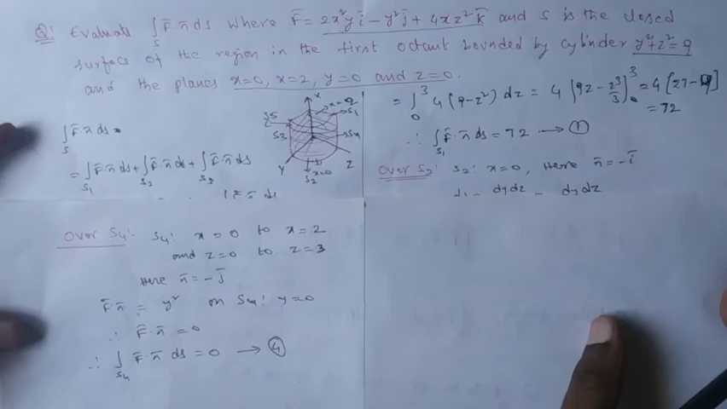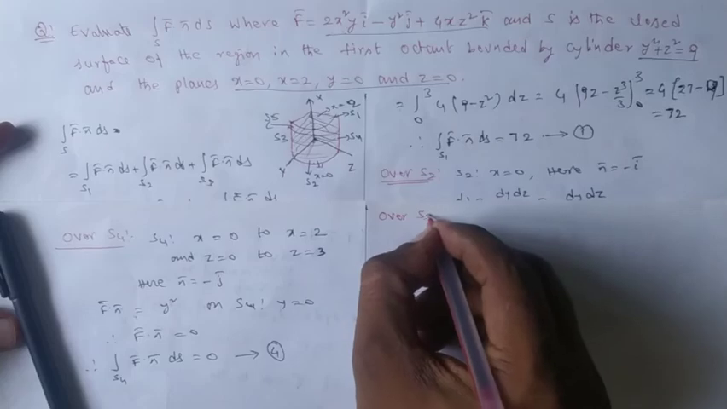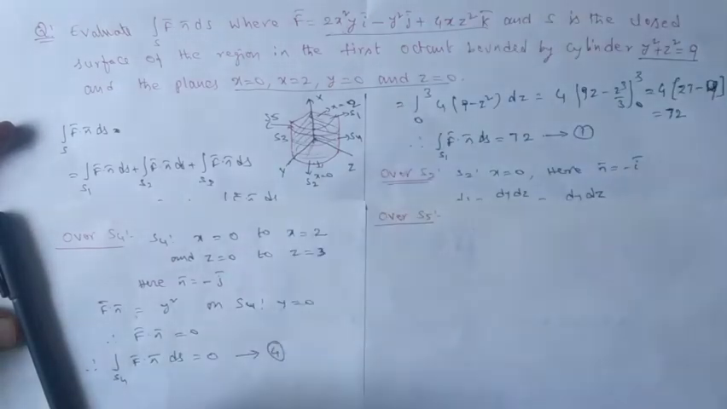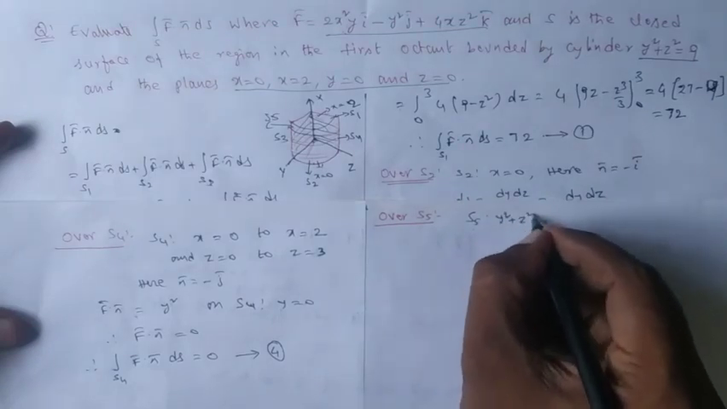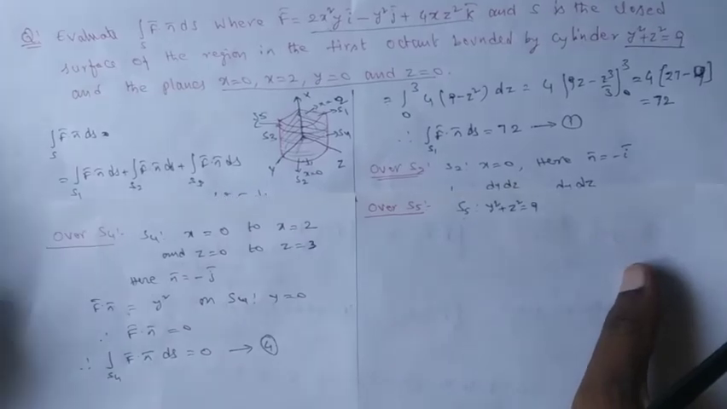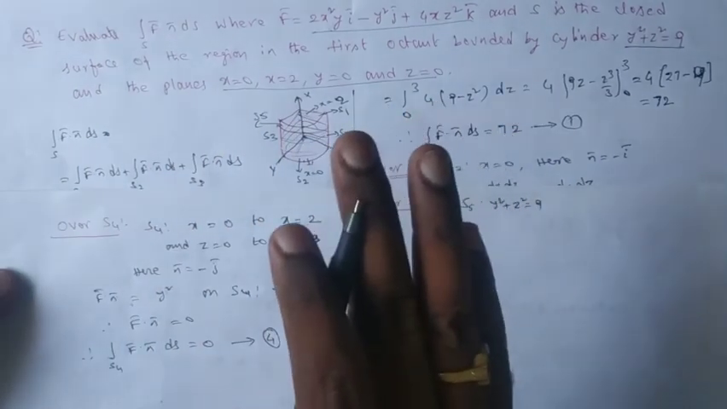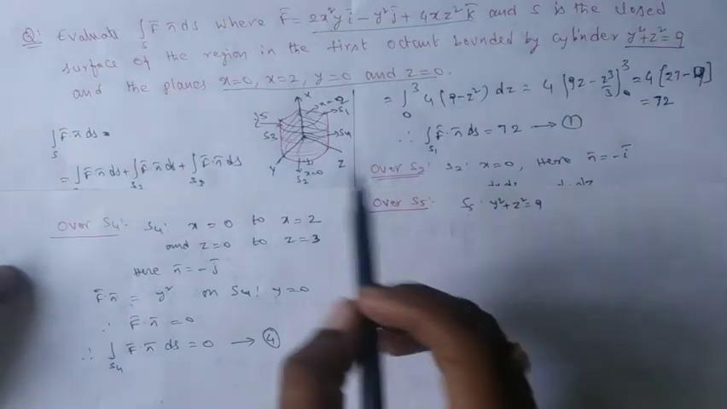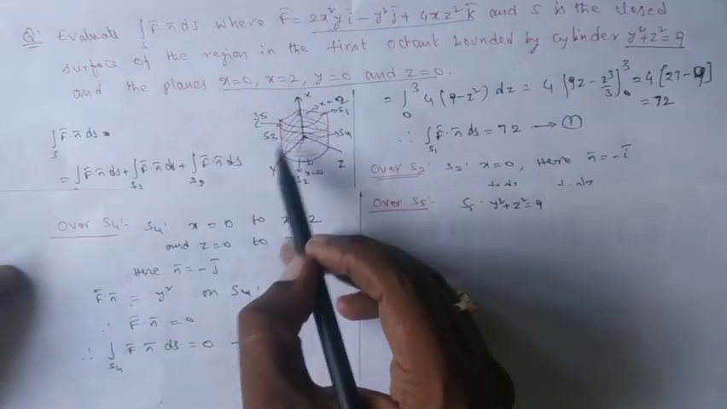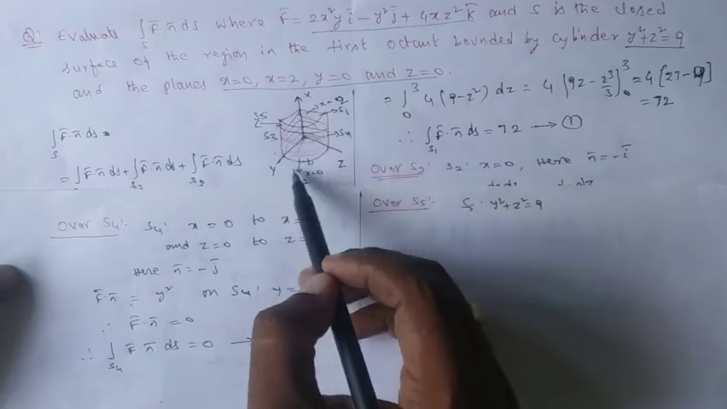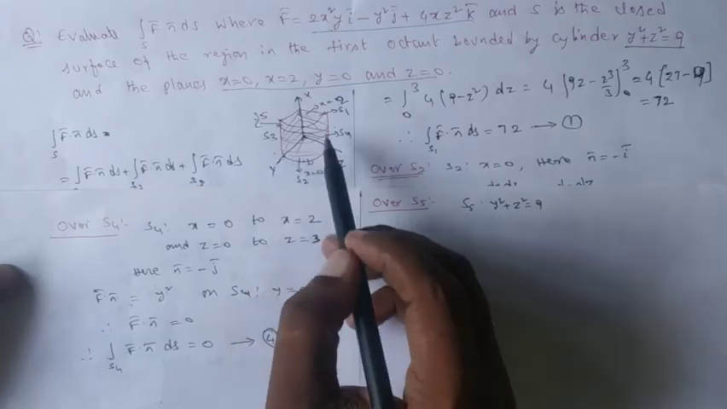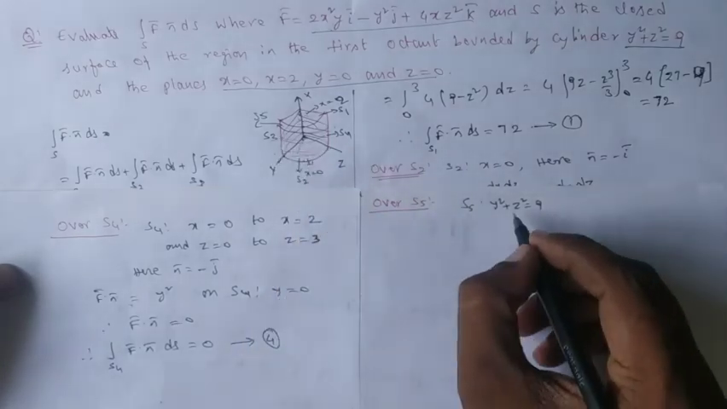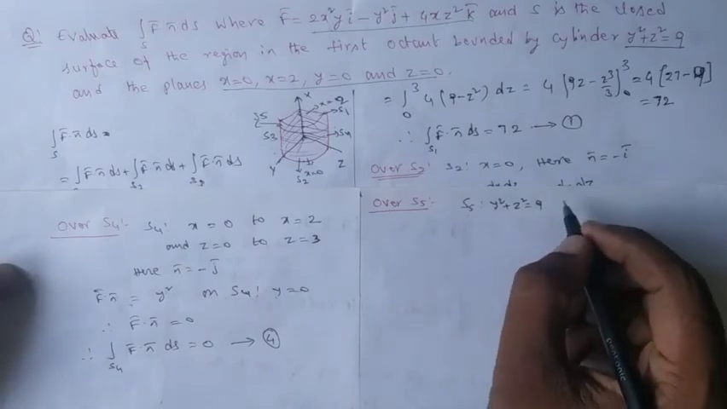So let us come to the last one, the surface S5. This S5 is a portion of the cylinder y square plus z square equal to 9. This surface should be projected onto only one of two planes: either the xy plane or the xz plane. We should not take the projection of this surface onto the yz plane. If you do, we get only a line, not an area or a region.